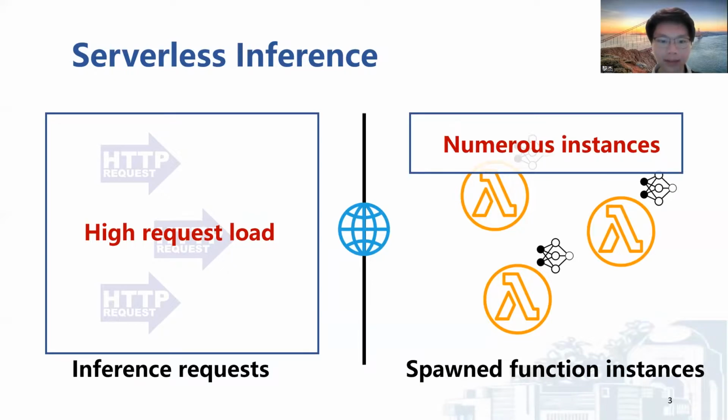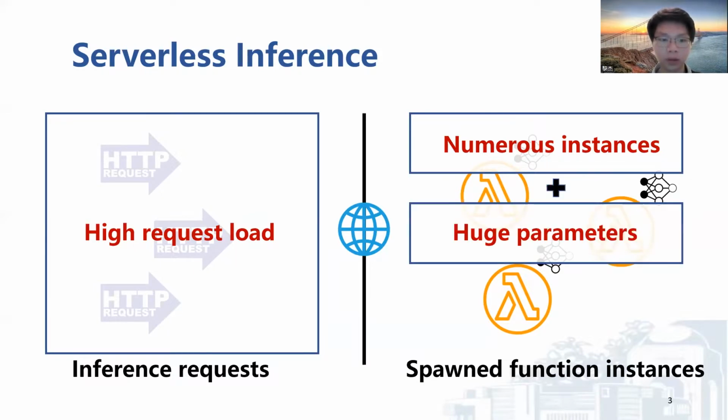With so many requests, the serverless platform will scale out a huge number of instances according to its auto-scaling nature. Moreover, machine learning, especially deep learning applications, typically require the loading of enormous parameters, which is memory consuming. For example, the universal sentence encoder model, which has been downloaded 1.4 million times on the TensorFlow hub, consumes 1.72 gigabytes of memory at runtime.